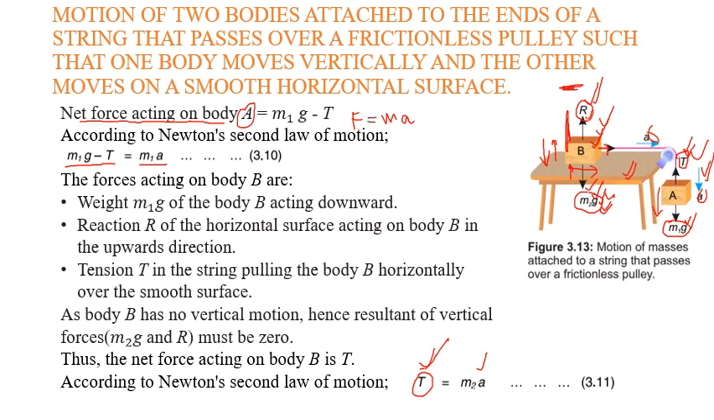Now we have two formulas, 3.10 and 3.11. We have to rearrange these formulas to find the expression for the acceleration of body 1 and body 2, because both accelerations are the same, since both are connected to each other, and the tension in the string. So we have two formulas, the same as in the previous slide.